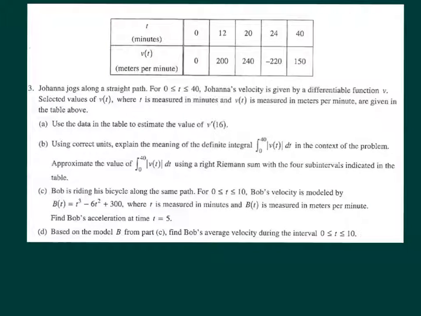Now number 3, this one now we're getting into the non-calculator problems, okay? Johanna jogs along a straight path from t equals 0 to 40. Johanna's velocity is given by the differentiable function v. Select values of v where t is measured in minutes and v of t is measured in meters per minute are given on the table above. Use the data in the table to estimate the value of v prime of 16.